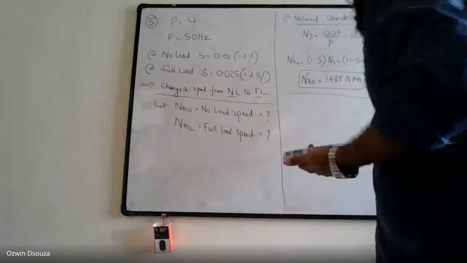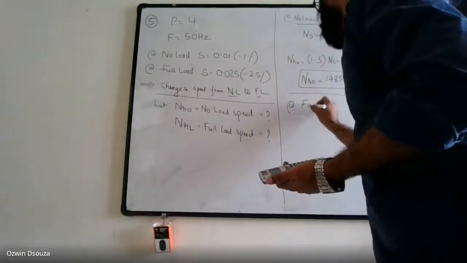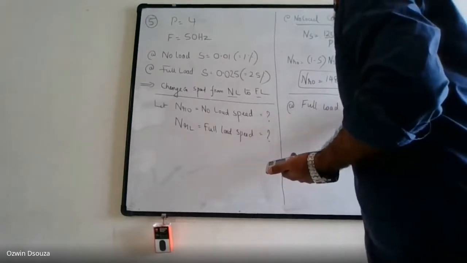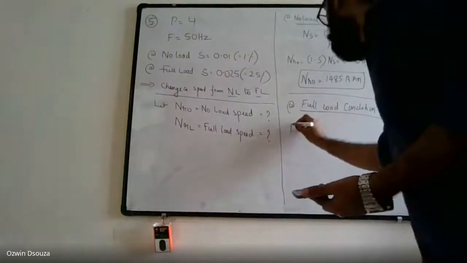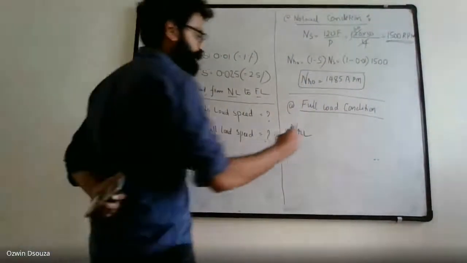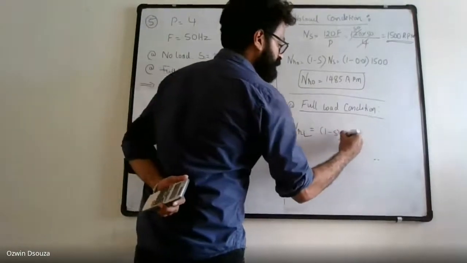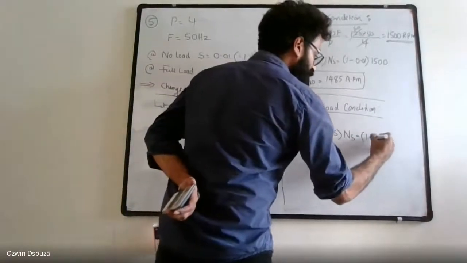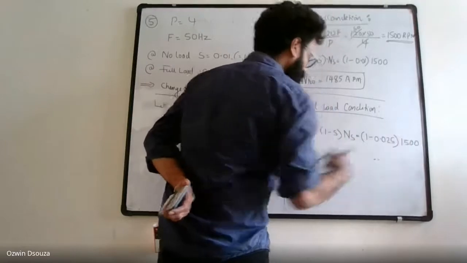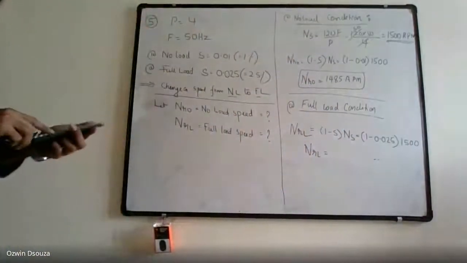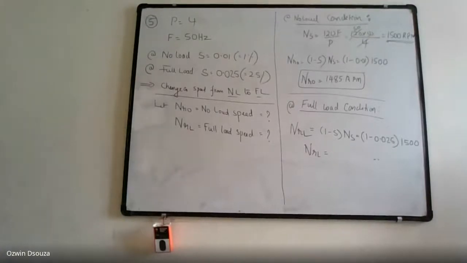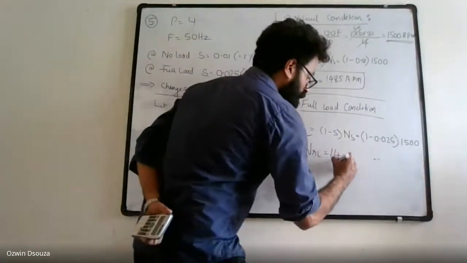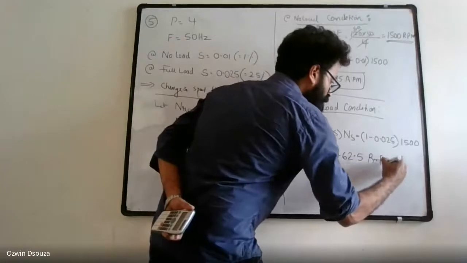Correct. Once that is done, you can go to the full load condition. Under full load condition, you have a different slip. With respect to this slip, you are supposed to find the rotor speed. NRL we have taken, right, as the rotor speed under full load condition. So NRL is equal to (1 minus S) into Ns, or (1 minus 0.025) into 1500 RPM. You will get 1462.5 revolutions per minute.